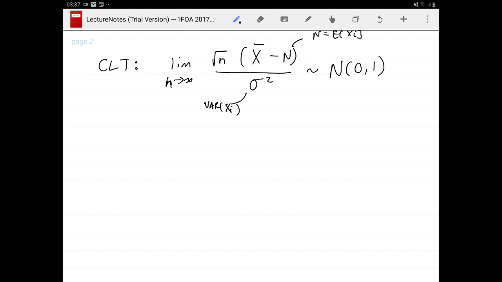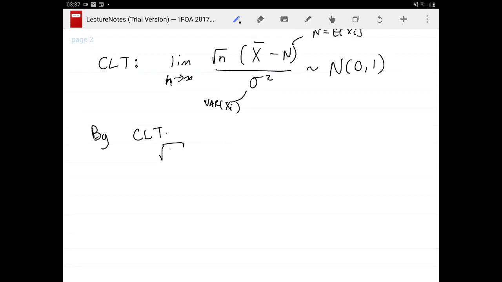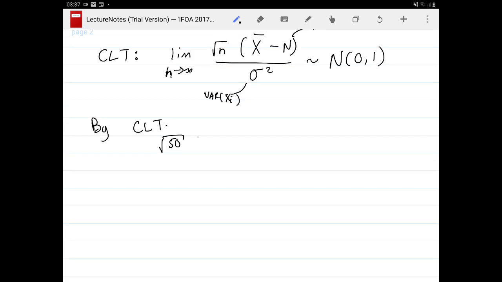So that's what the central limit theorem says, that n has to go to infinity. But by the central limit theorem, by CLT, as n gets bigger and bigger, this value is going to look like a normal distribution. So we can say that when we take the square root of 50, because that's our n value, and we take X_n bar and subtract the expectation of any one of our independent samples, and we divide.